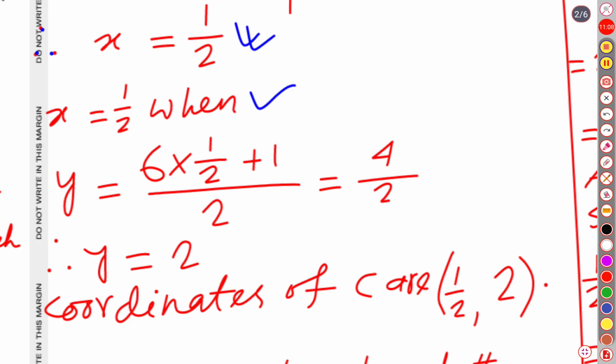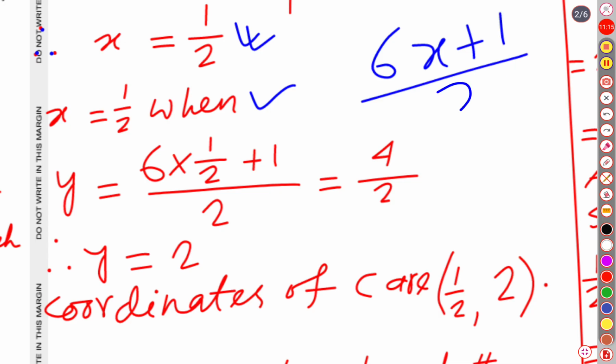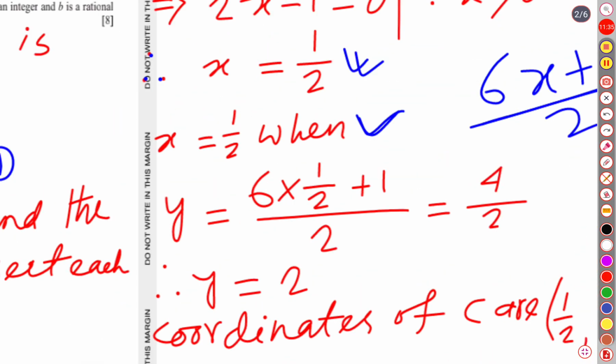When y equal to what was our equation? Our equation was 6x plus 1. Okay, this is our equation of the straight line. I'm repeating again, you can substitute the x coordinate in any of the equations because we have solved the equations simultaneously. So in any equation, the corresponding value of y will be the same. We have chosen one of them, which is 6x plus 1. Let me show you again. It was 6x plus 1.